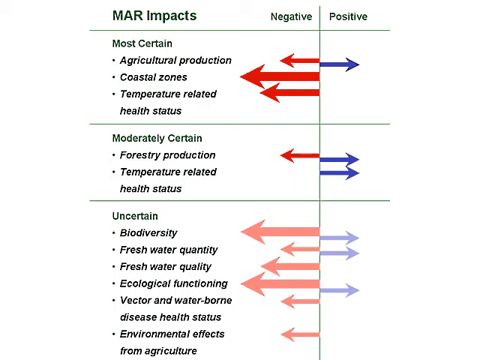Another interesting thing about this summary diagram is that most of the arrows are on the negative side. And the bigger arrows show relatively bigger impacts. This gets a little tricky because remember I told you that the health impacts are big in percentage terms, but small in absolute terms.